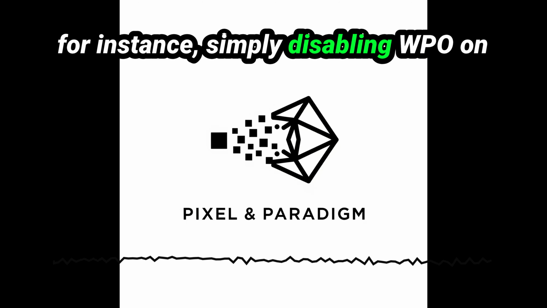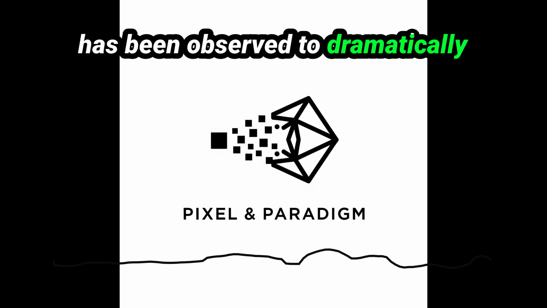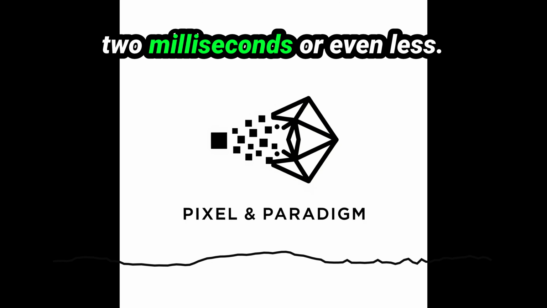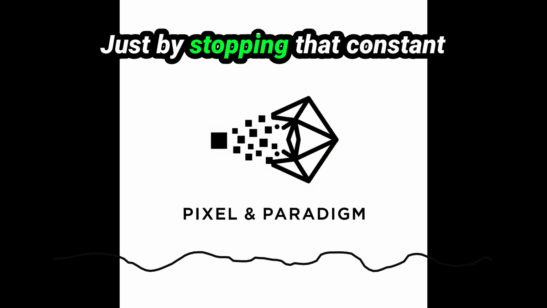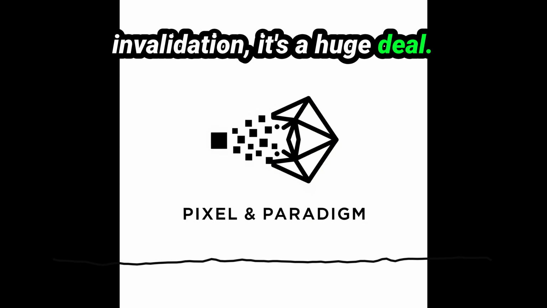For instance, simply disabling WPO on nanite foliage in a complex scene has been observed to dramatically reduce the shadow depth cost, sometimes dropping from over 20 milliseconds down to just 2 milliseconds or even less. That's a massive order of magnitude performance gain just by stopping that constant WPO-induced VSM cache invalidation. It's a huge deal. Yikes.